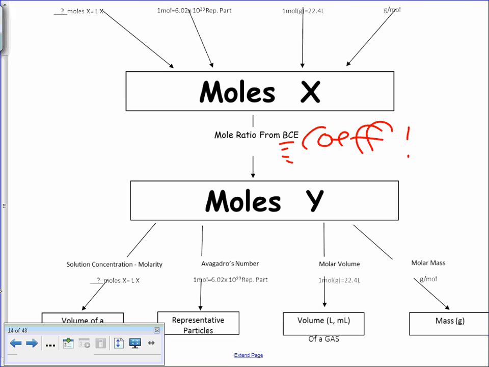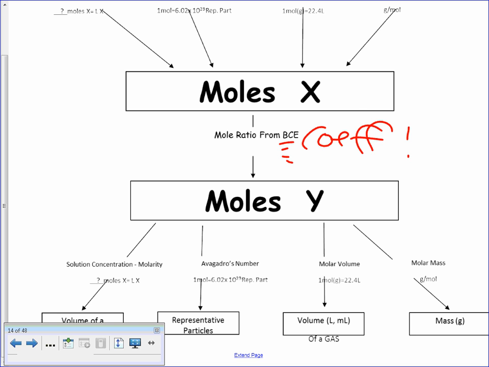I might ask you to figure out how many grams of a product is going to be made. Well, once you get to moles of that product, how do you get to grams of that product? How do you get from moles to grams? Molar mass. That's it. So there's multiple pathways to take, but if you know the relationship from moles to any of those, then this process is just so easy. It's just canceling units.